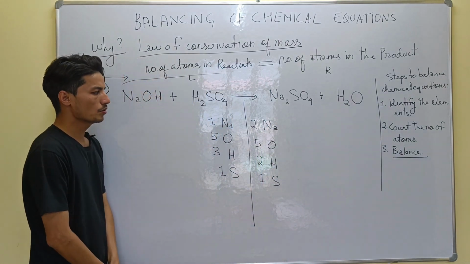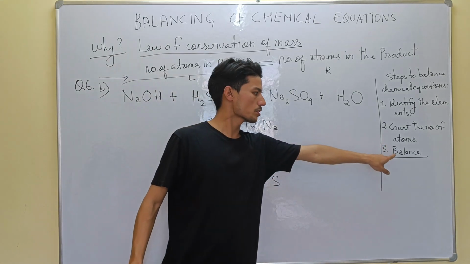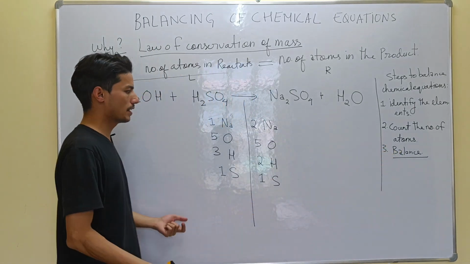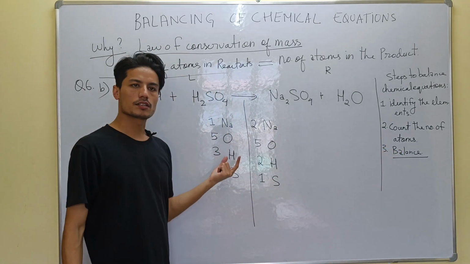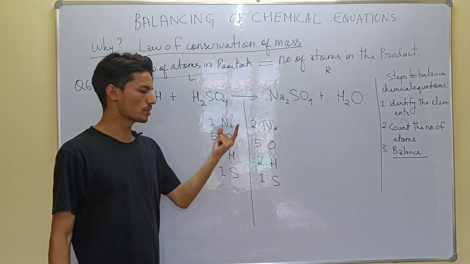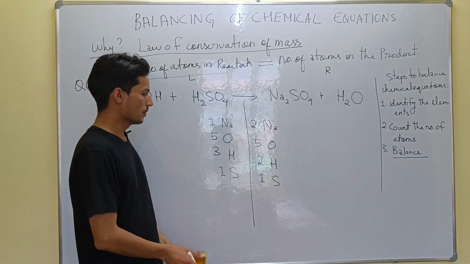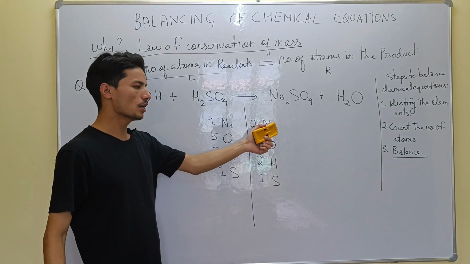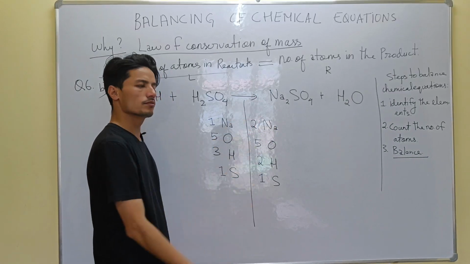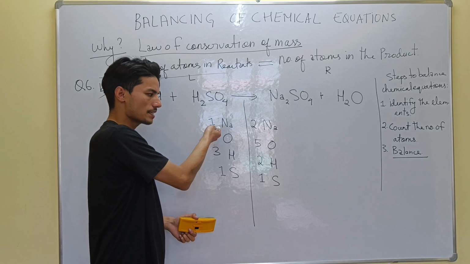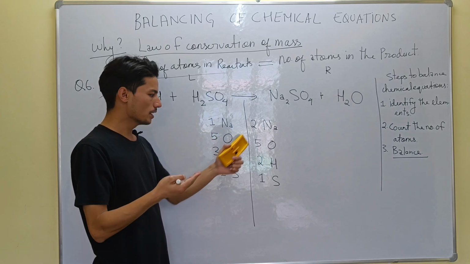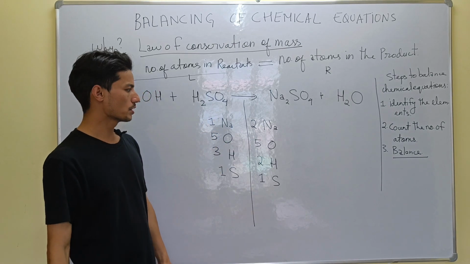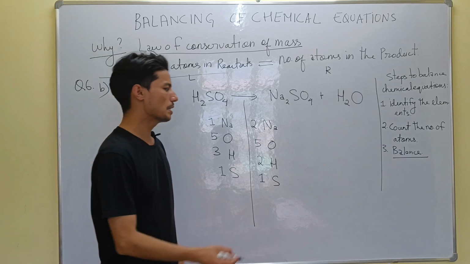Now we will go to step 3, which is to balance. Before we balance, let us have a look and know which needs balancing and which does not. Sodium, we have 1 sodium here. We have 2 sodium on the product side. This side is more, this side is less. The reactant side has less sodium. The product side has more sodium. So is this balanced or imbalanced? This is imbalanced.